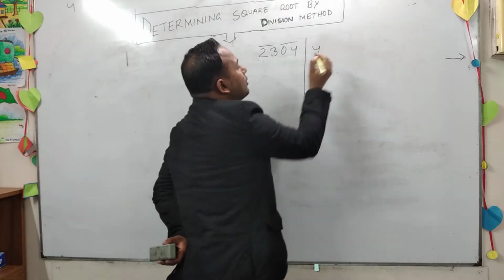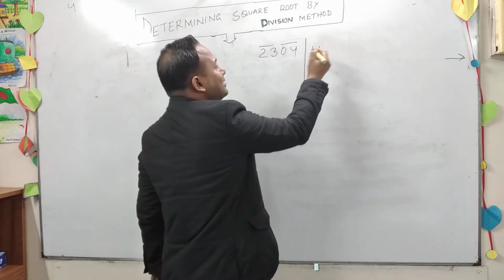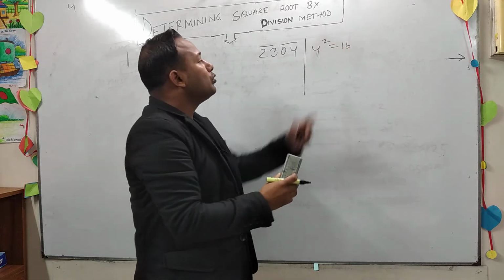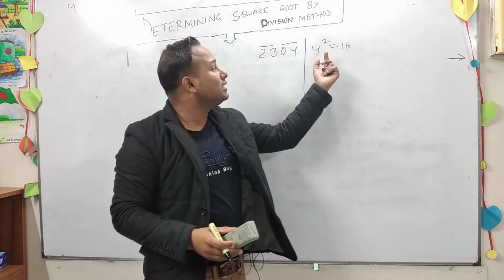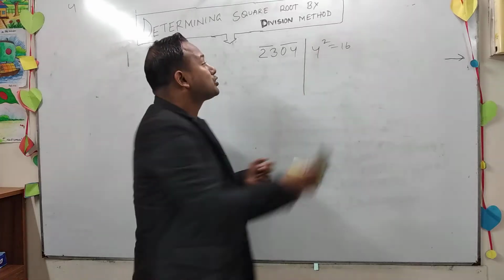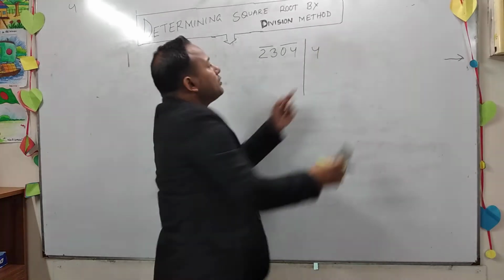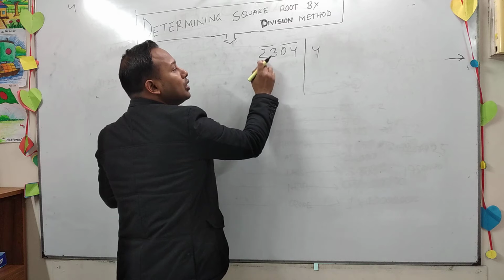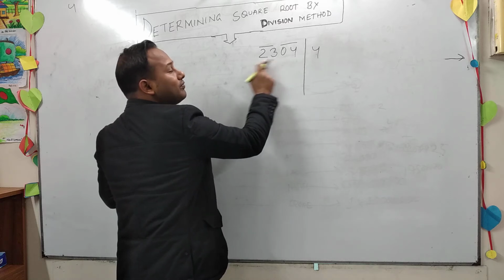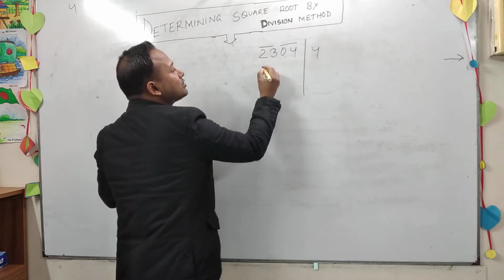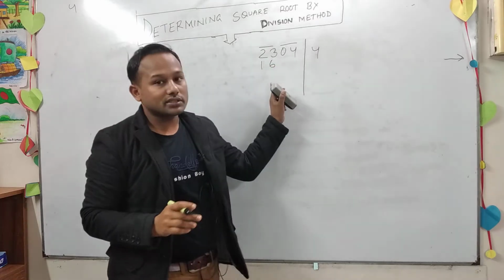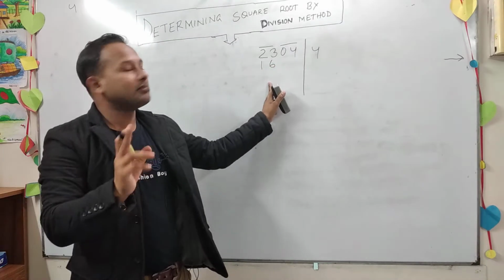So if you take 4, 4 square equals 16. We will not write it here; we will just take the 4 and square it. Listen, we are going with this pair first. So 4 square equals 16. So we have got 16 here. Remember this.